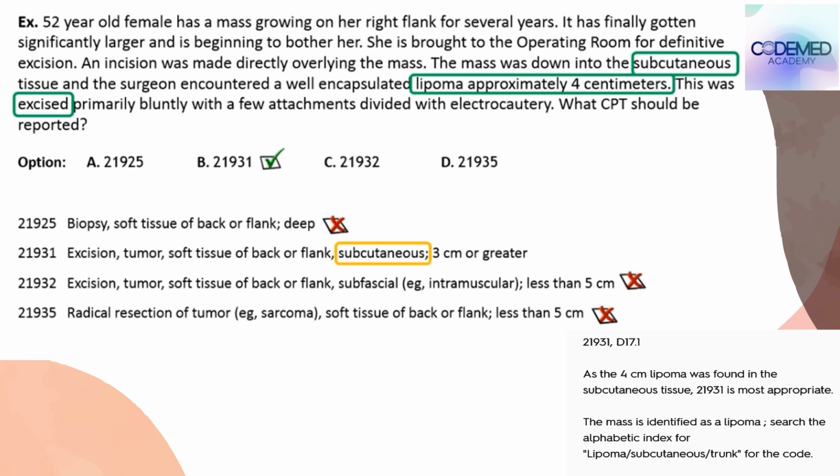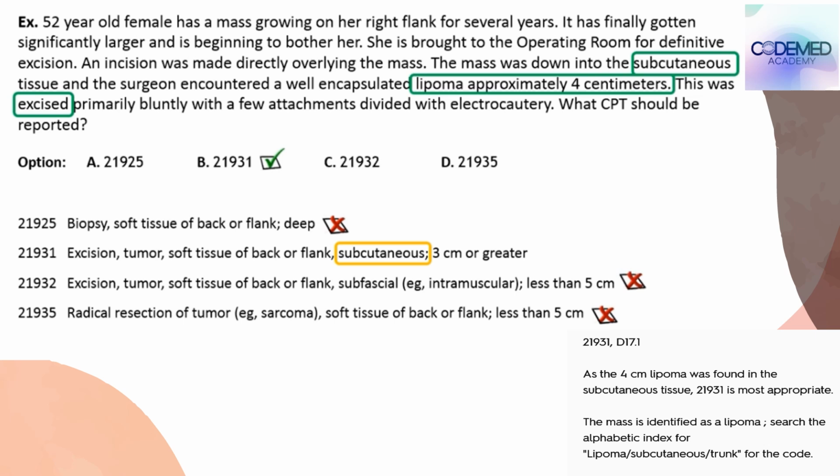21932, excision of tumor, soft tissue of the back or flank, subfascial, that is intramuscular, less than 5 centimeter, and this is a radical resection of the tumor. Now in this case our tumor was down into the subcutaneous, basically in the fascia region, and we have it as a lipoma. Lipoma is never that superficial, it is usually a fat tissue tumor. So we have to take that into consideration, and that's why we are coding from the 20,000 series.